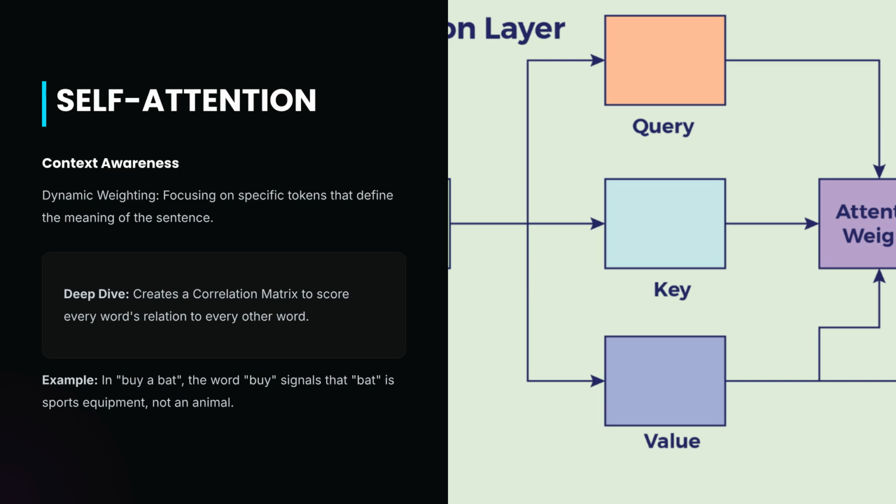Self-attention provides context awareness through dynamic weighting, focusing on tokens that define the meaning of the sentence. It creates a correlation matrix to score every word's relation to every other word. For example, in "buy a bat", the word "buy" signals that "bat" is sports equipment, not an animal.